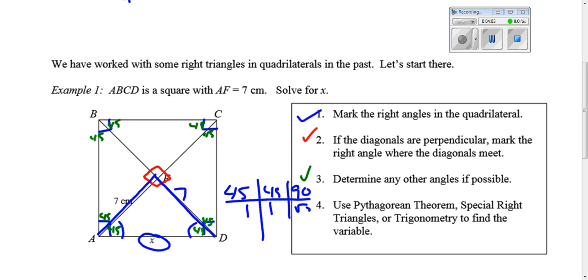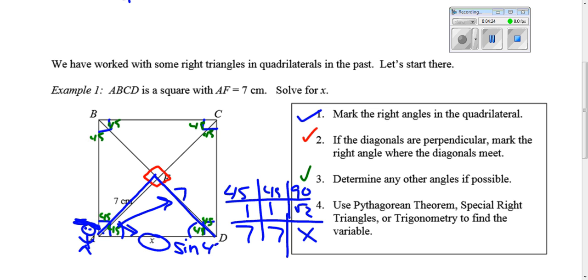1, 1, radical 2, fill in what we know, 7, 7x. So I could use Pythagorean theorem, I could use special rights in this case, or I could use trig. Okay, from my 45-degree angle, draw my person. Okay, I'm going to use this angle right here. I know the hypotenuse, and I know the opposite. So I'm going to do sine of 45 equals opposite, which is 7 over x.